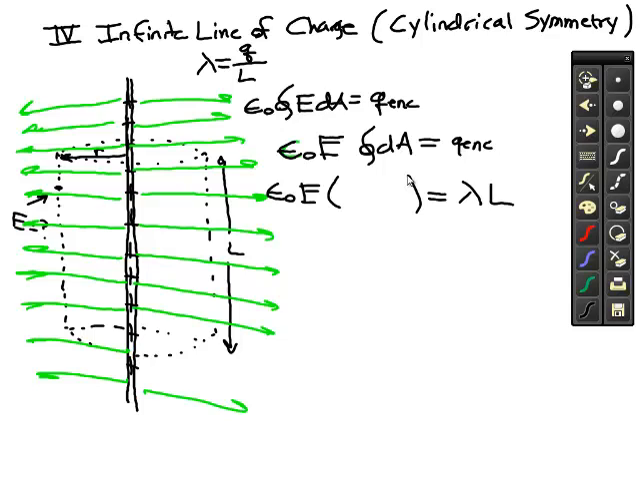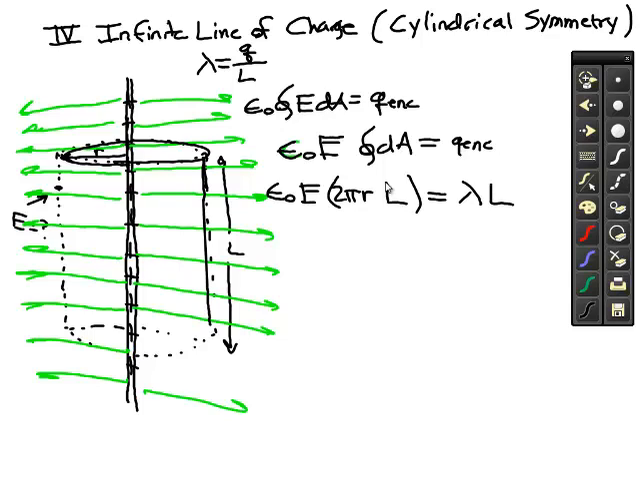Length times width. So she said it: 2 pi r, the circumference, multiplied by the length. So we're going to say the distance around the circle multiplied by the length of the cylinder will do it. So I'm going to say 2 pi r times L. And I want to solve that for E.